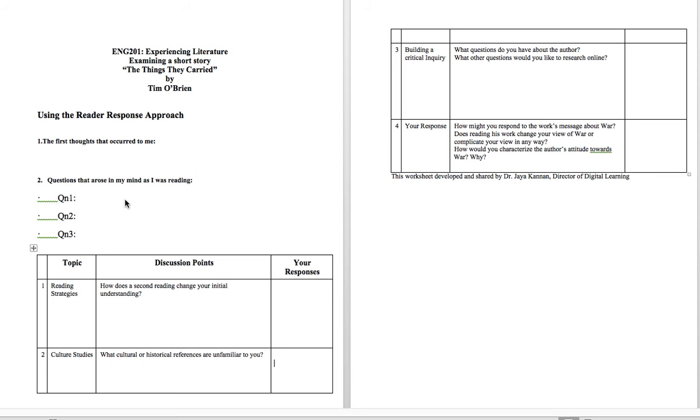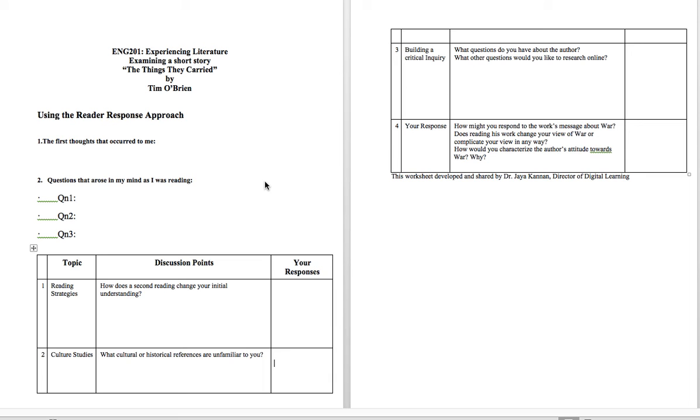Reader response theory asks readers to think about, what are you responding to? How do you interpret something? What interests you about a text? What questions do you have? And you can see that this worksheet has all of those things as part of it.